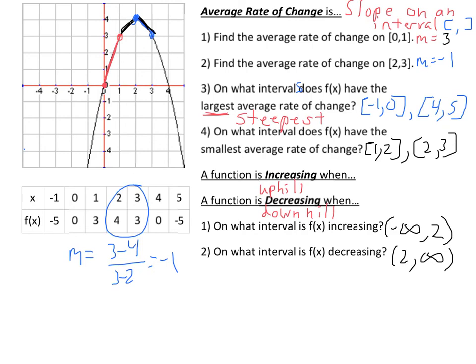Now, there's one thing I forgot to write on here. A function is increasing when? Let's get the definition of increasing. Increasing deals with slopes. What do you notice about the slopes as a graph is going uphill? As a graph goes uphill, what do you notice about all the slopes? They are positive. As a graph is going downhill, what do you notice about the slopes? Negative. So what we write here is the function is increasing when the slopes are positive, and it's decreasing when the slopes are negative.